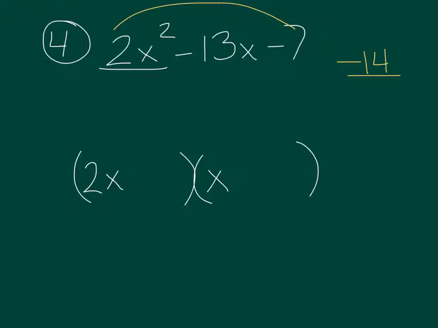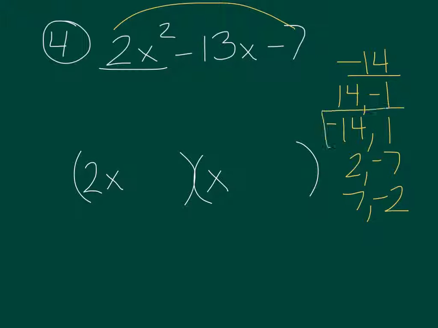We want to find factors of negative 14 that are going to add to negative 13. So again, we're trying to multiply to be a negative, so one number has to be positive and one has to be negative. So we can have 14 and negative 1. We can have negative 14 and positive 1. We can have 2 and negative 7. Or we can have 7 and negative 2. We want the ones that add to negative 13, so we're going to use negative 14 and positive 1.